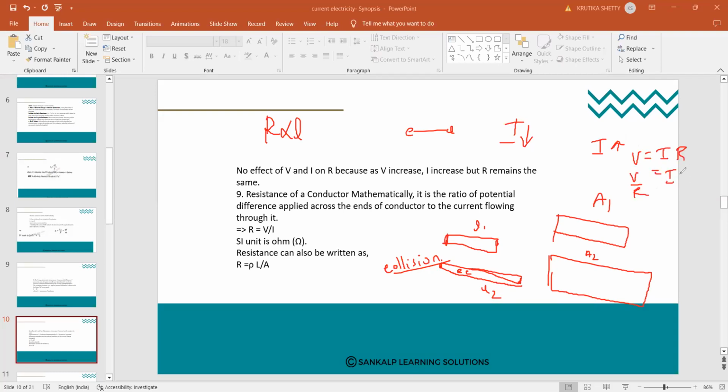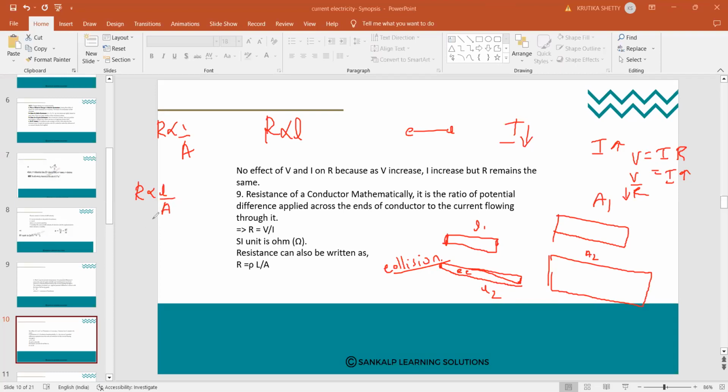So when the current is more, what about the resistance? The resistance is decreasing. So therefore, I can say that the resistance is inversely proportional to the area. The resistance is directly proportional to the length and it is inversely proportional to the area. We can combine these two. That is, R is proportional to L, R is inversely proportional to A. So R is proportional to L upon A.